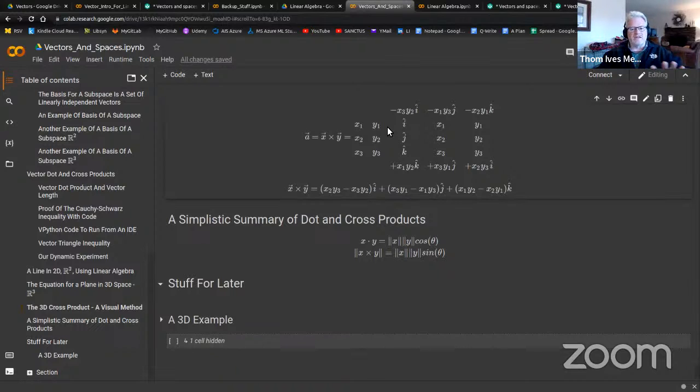There are two ways to define a plane in 3D space. Tell me both of them if you can, and you can put it in the chat or come off mute.